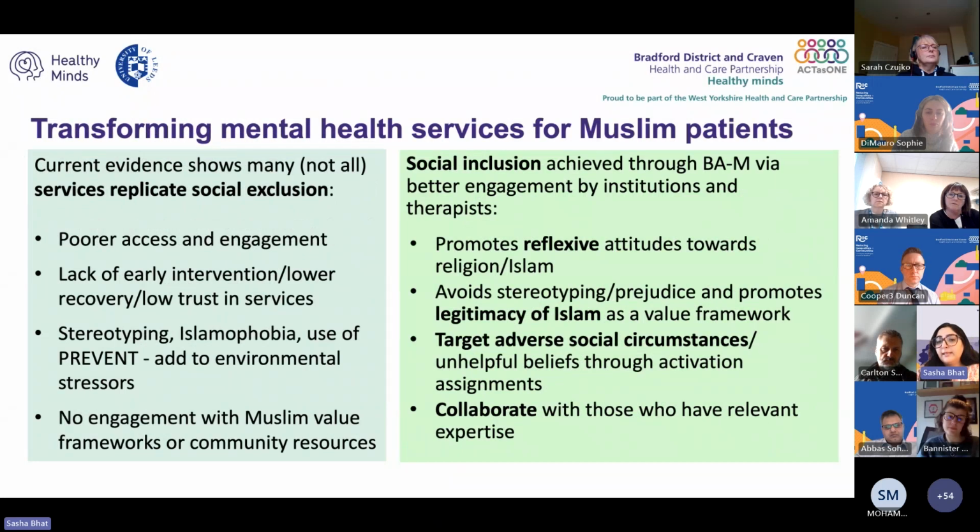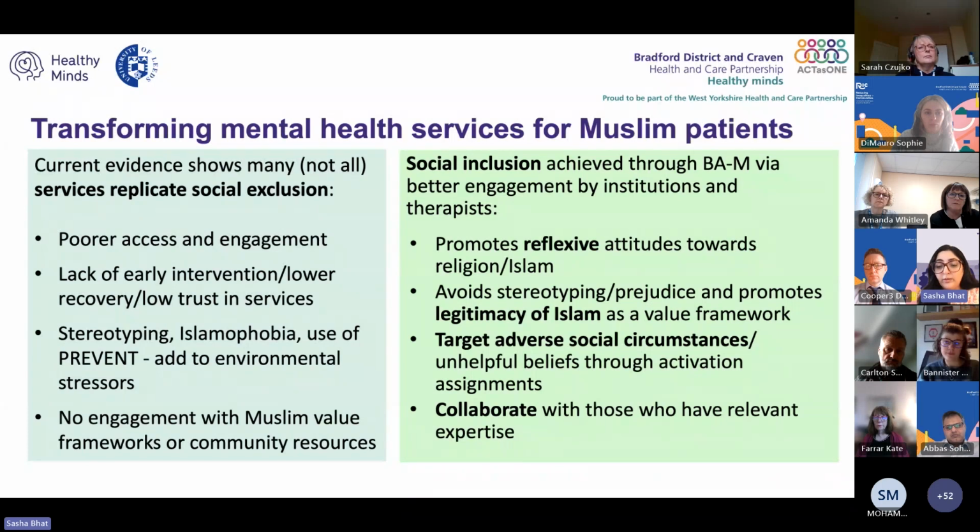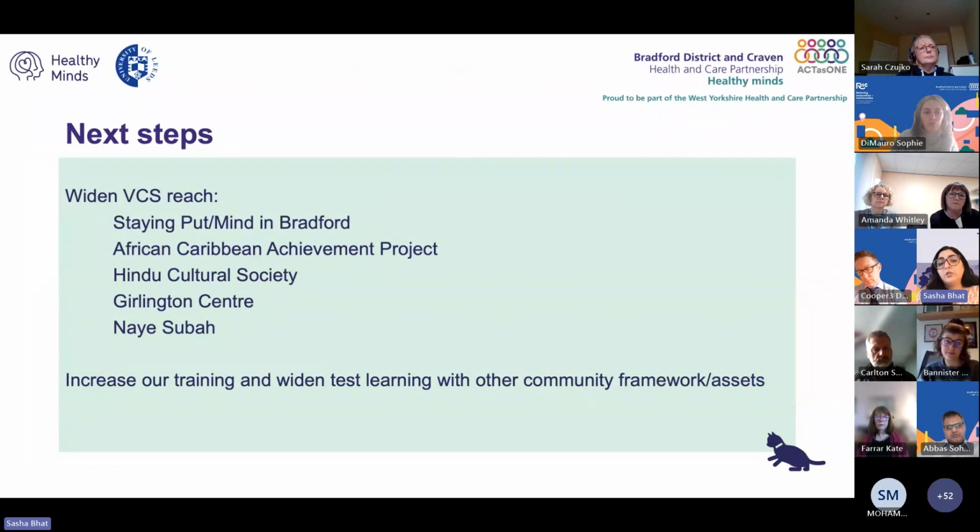And what we've seen, as I said, is a real change in the entire service that we have for talking therapies, in the way that the whole service engages with service users from all different backgrounds, and how they approach conversation and dialogue. It's led to a lot more collaboration with the voluntary sector, and we've got some real plans coming forward in terms of how we want to widen our VCS reach, but also think about how we work with other faith groups and other community asset approaches, and how we build that knowledge and understanding. But it's been a great project.